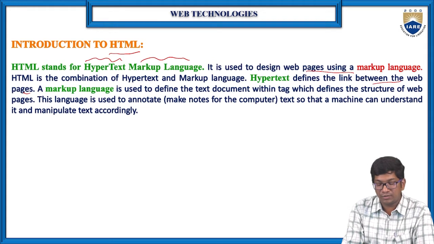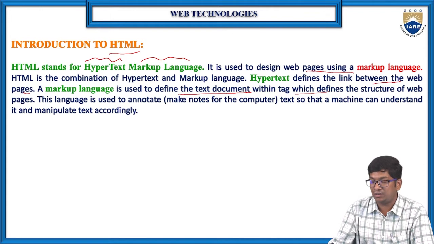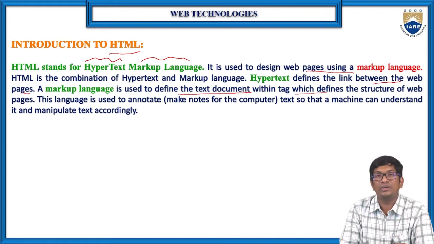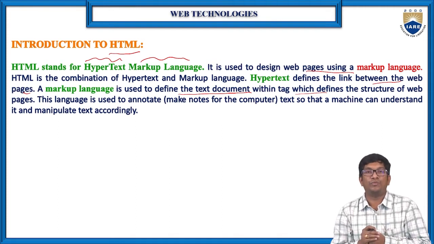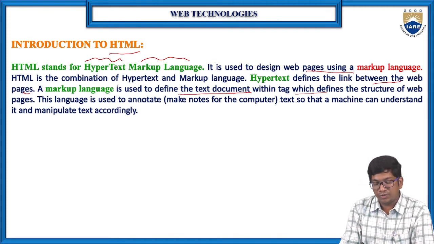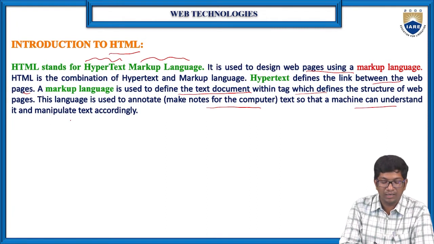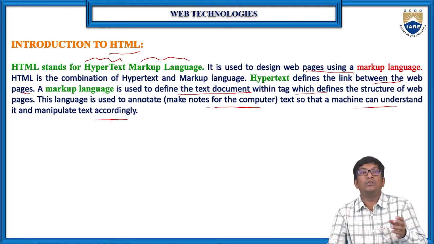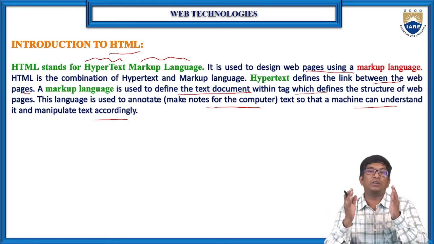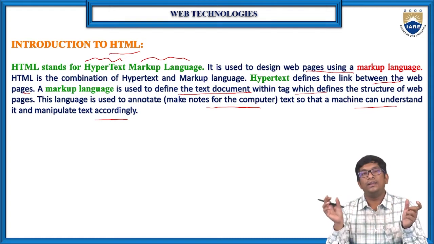And markup language is used to define the text document within the tag, which defines the structure of web pages. So if you want to define the document structure in a well-formed format, then you have to use markup language. This language is used to annotate, make notes for the computer text, so that a machine can understand and manipulate text accordingly. Whatever text you want to display in a web document or web page, you have to write in between the tags, start tag and end tag.